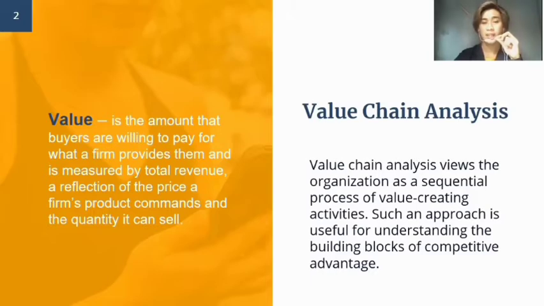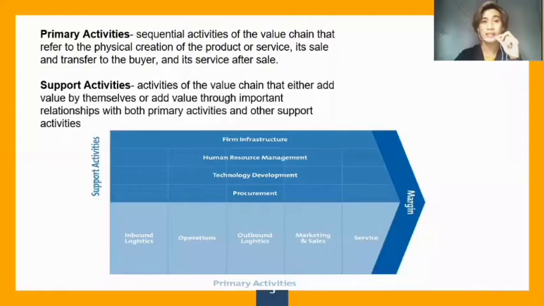The idea of value chain analysis came originally from Michael Porter, where he splits the entire business into two activities. First is the primary activities and second is the support activities. The primary activities are sequential activities of the value chain that refer to the physical creation of the product or service, its sale and transfer to the buyer, and its service after sale.